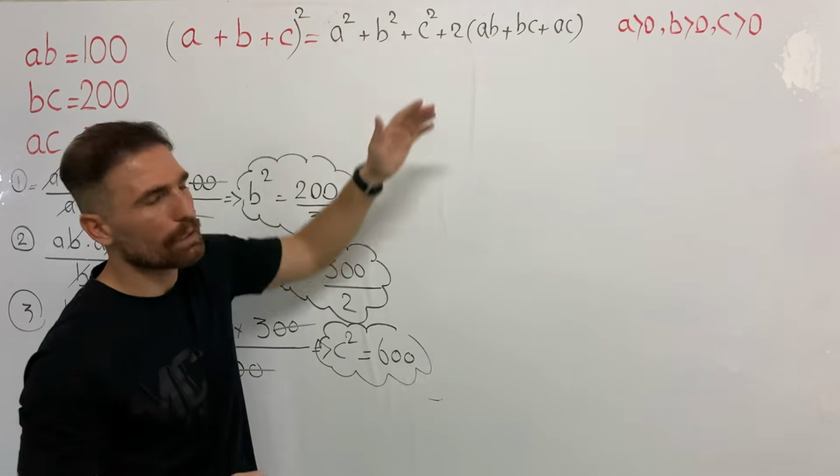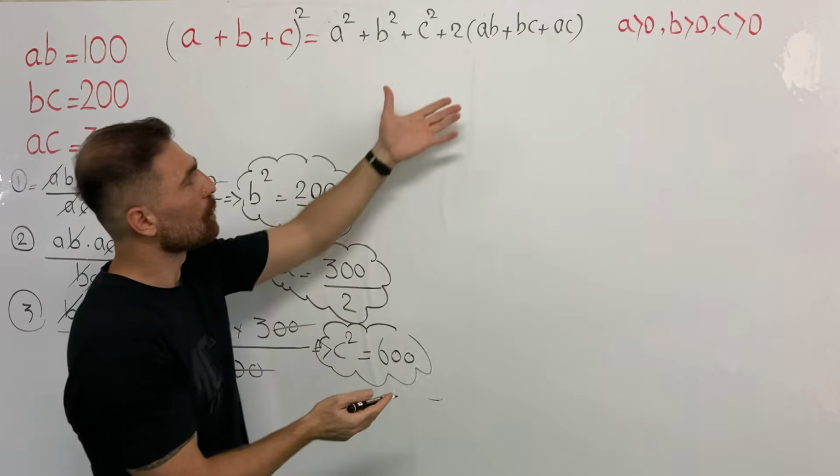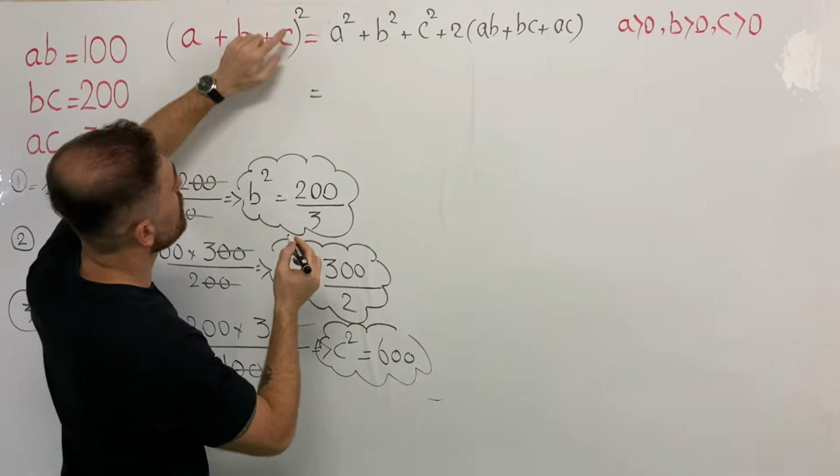So I'm going to use this algebraic identity to continue the solution because we already calculated the value of A squared, B squared and C squared. So we plug these numbers into this formula. Let's see what A plus B plus C squared is.